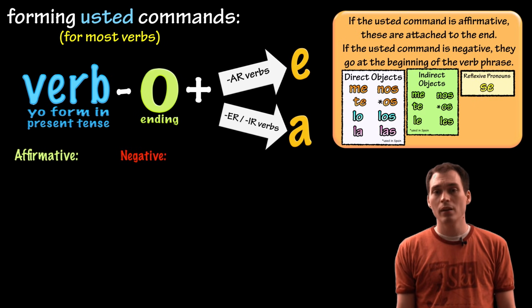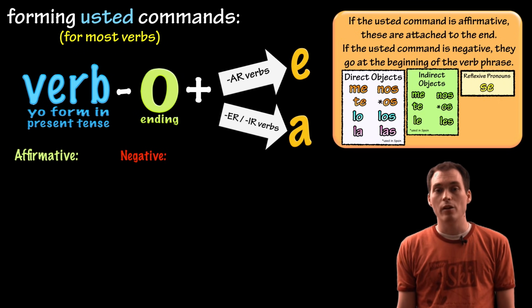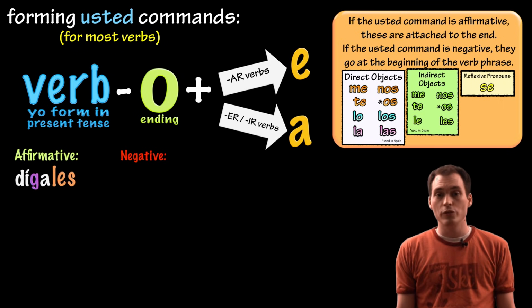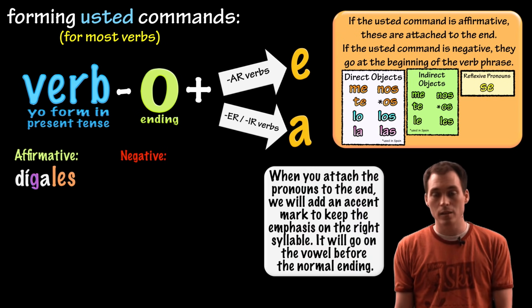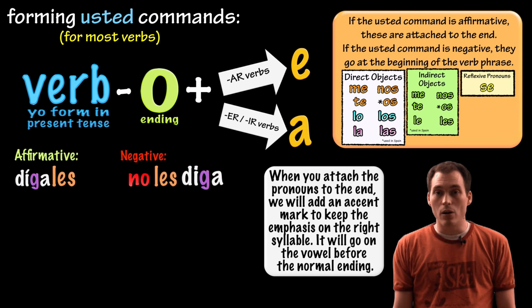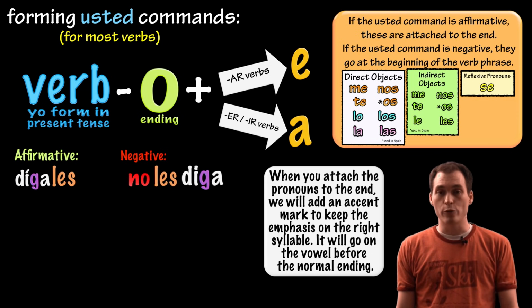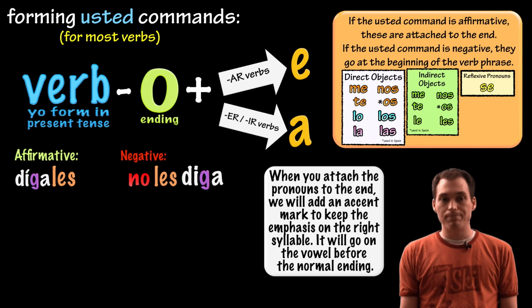Some examples. If I wanted to say tell them hi and use the usted command, dígales hola. So notice we're going to add the pronoun and put an accent mark on the second to last syllable before we add the pronoun on. No les diga hola. Then we're going to take that les and put it before the verb phrase after the no, like we would usually do it if it weren't a command.